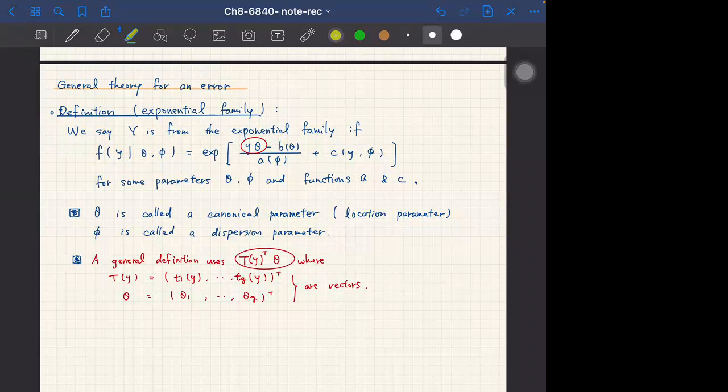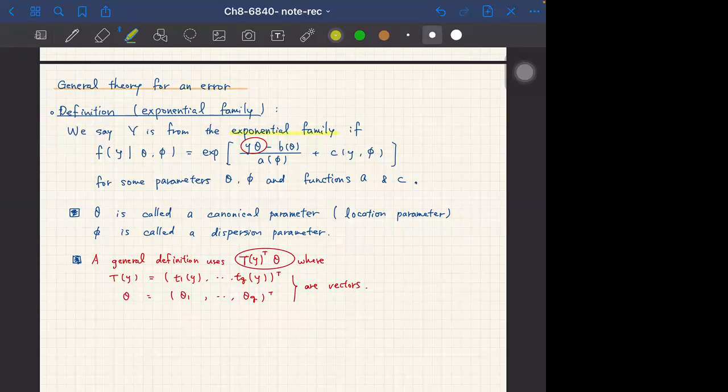And at first, we discussed the general theory for an error term. So definition. We want to have some general distribution to express all the error terms. So we say that y is from the exponential family. So we define the exponential family.